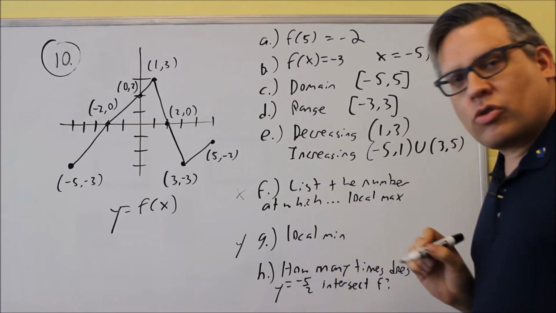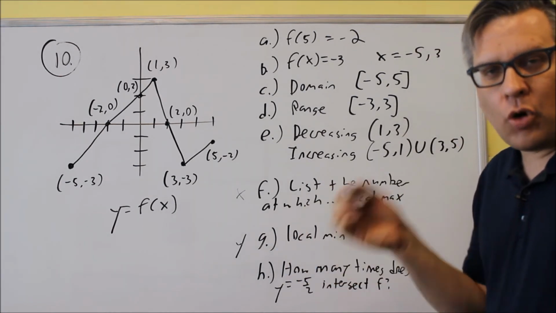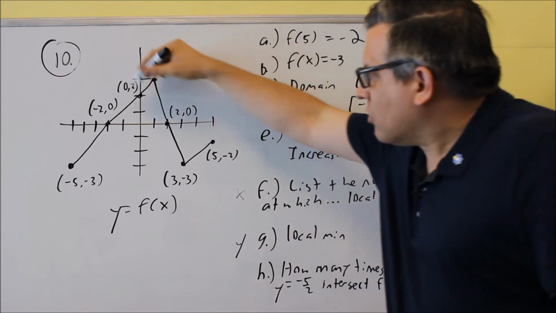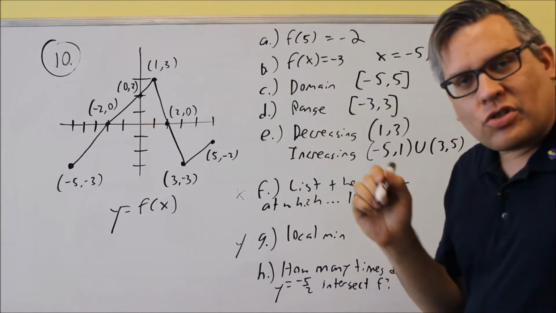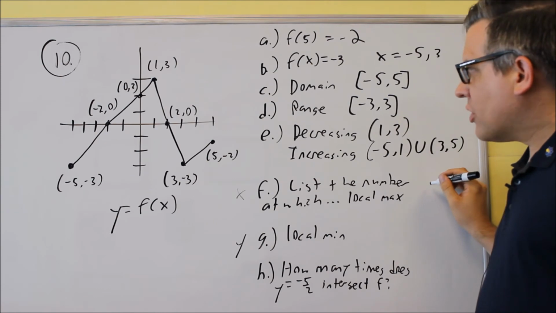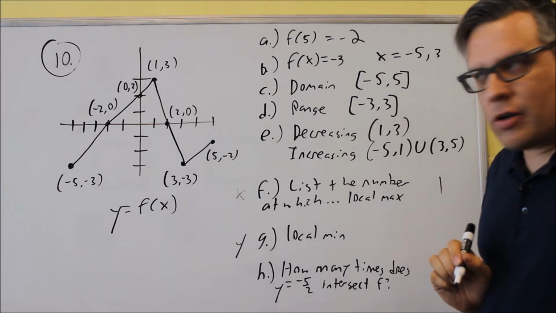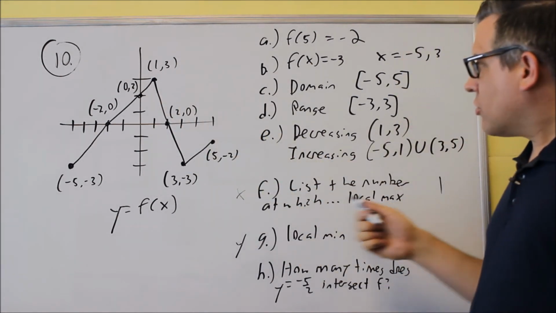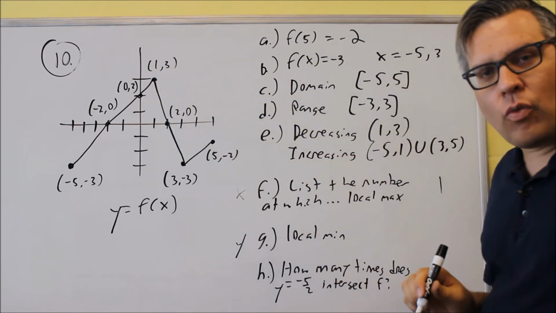It's got the word local, so local or relative, both of those are used. You're just looking locally, or in that area, at which is the highest. So in this case, your answer is 1. The x value at which there's a local max occurs at the x value of 1.